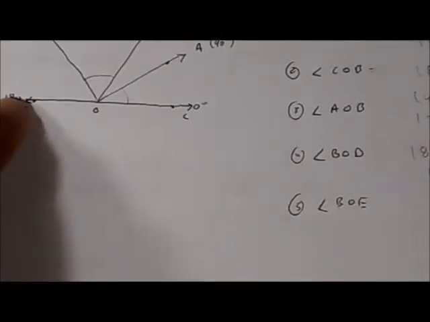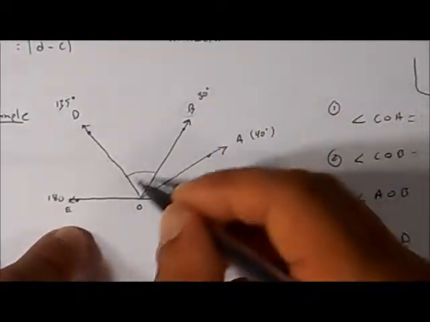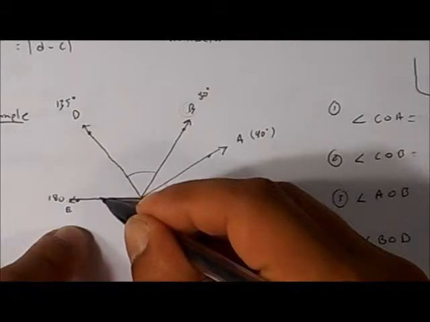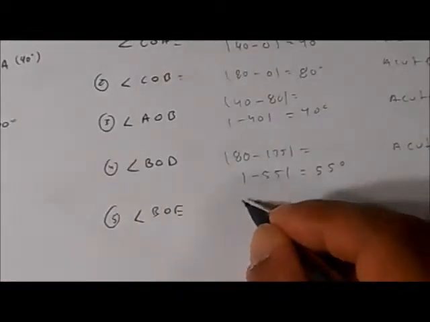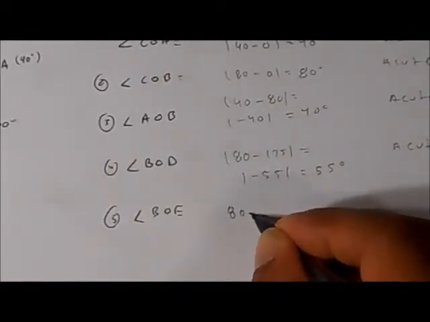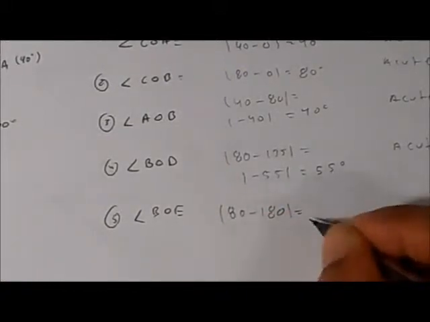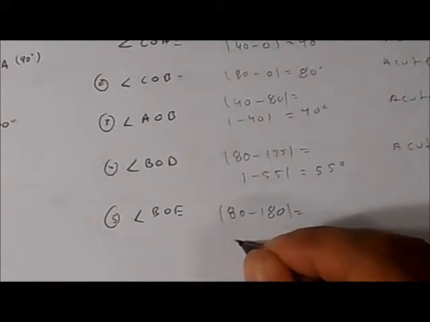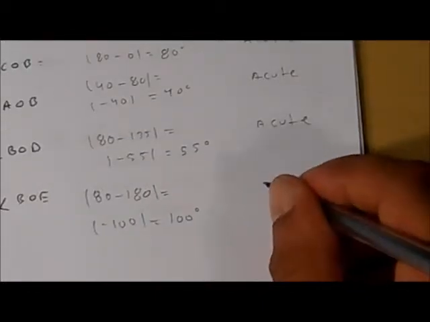What about number 5, BOE? It's asking about this super long angle. So it would be 80 minus 180, which would equal, what's 80 minus 180? Negative 100, which would equal 100 degrees, which will be obtuse.